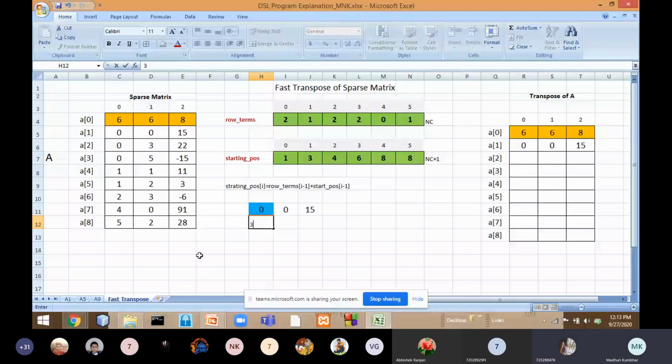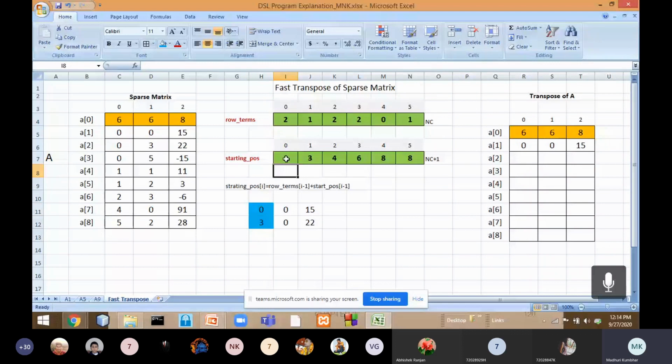So 0, 3, 22. When I interchange, what does it become? 3, 0, 22. Okay, so what is the row value over here? 3. Yeah, I forgot to tell you one thing. Here we wrote 0, 0, 15. Where did we copy it? At 1. Okay, when I copy this, increment this by 1.